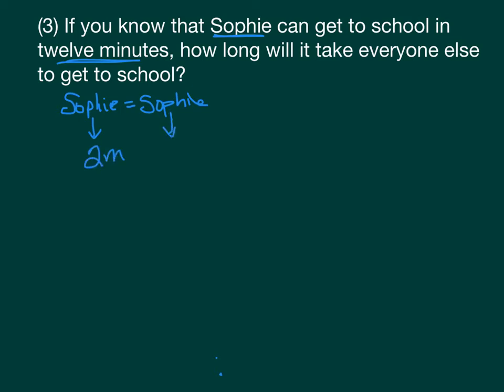And for the second Sophie, I'm going to put the number that's been assigned for Sophie, which is 12. And now it's a simple one-step equation that I'm going to solve. I say, what's the opposite of times 2? Because remember, 2M means that M is being multiplied times 2. So the opposite of multiplication, of course, is division. We divide both sides by 2, and it should look like this.